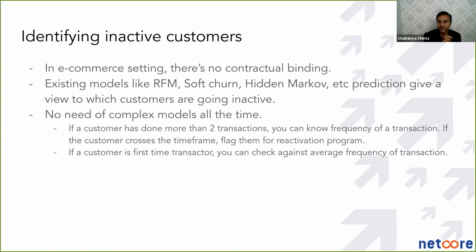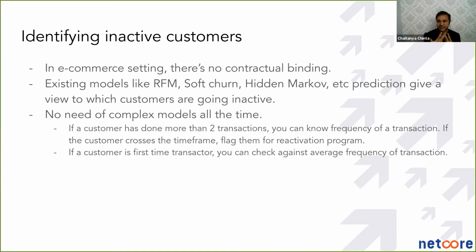But when it comes to e-commerce, again, there is no contractual binding. There is no subscription. There's no guarantee that a customer who's done a transaction will come back again. And there are models to identify this in a non-contractual setting. There are existing models to identify which customers are going to go inactive, right? So the RFM, soft churn, hidden macro, there are a bunch of machine learning models out there.